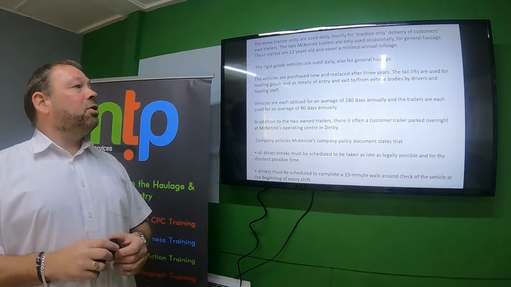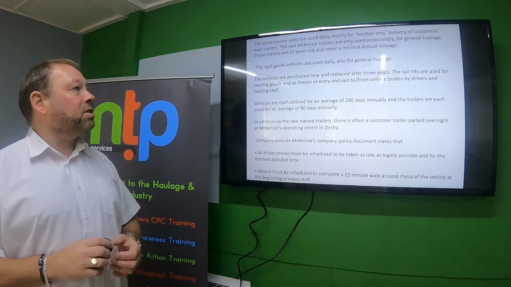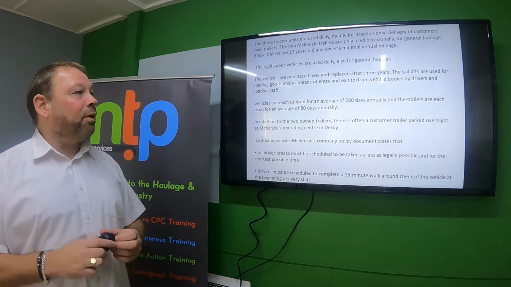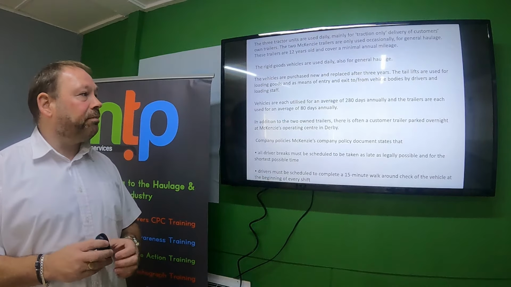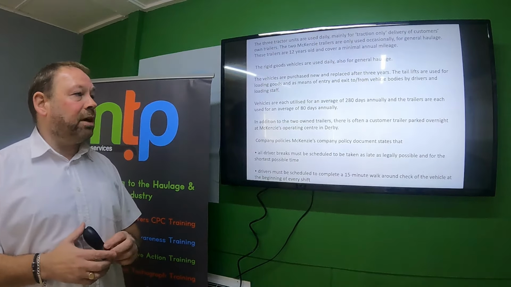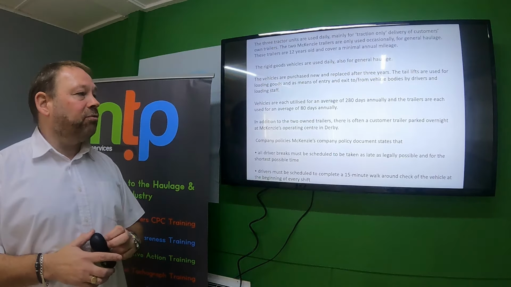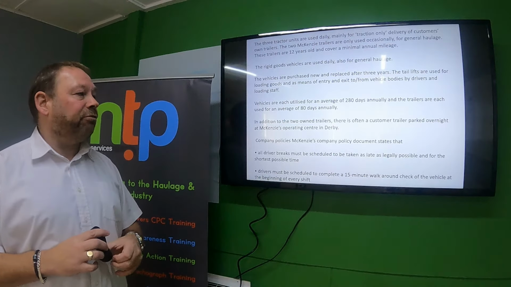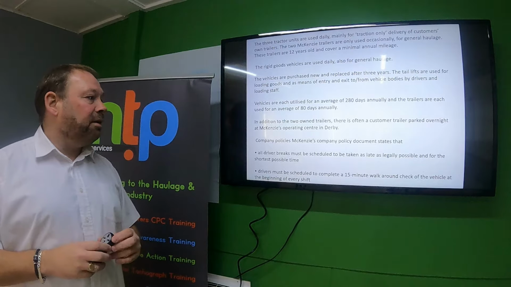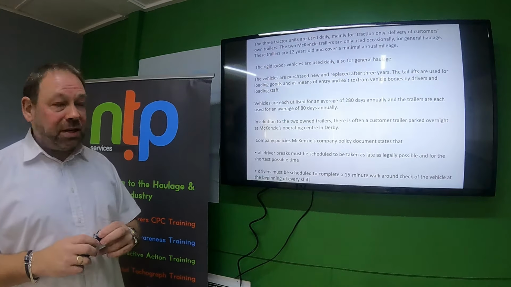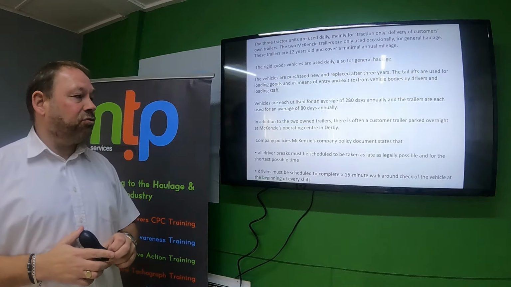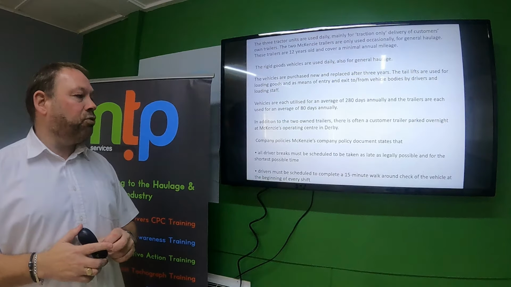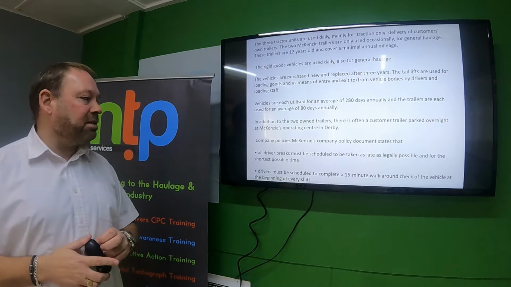The 3 tractor units are used daily, mainly for traction only delivery of customers' own trailers. The 2 Mackenzie trailers are only used occasionally for general haulage. These trailers are 12 years old and cover a minimal annual mileage. The rigid goods vehicles are used daily, also for general haulage. The vehicles are purchased new and replaced after 3 years. The tail lifts are used for loading goods and as a means of entry and exit to or from vehicle bodies by drivers and loading staff. Vehicles are each utilised for an average of 280 days annually, and the trailers are each used for an average of 80 days annually. In addition to the 2 owned trailers, there is often a customer trailer parked overnight at Mackenzie's operating centre in Derby.